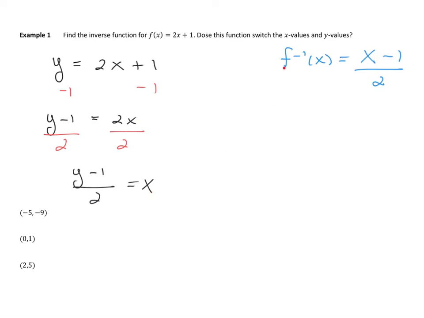So instead of x, I have this f inverse of x, and this y is now written as an input x. But that's it. What this equation does is switch the x and the y values. Let's see if it actually worked.